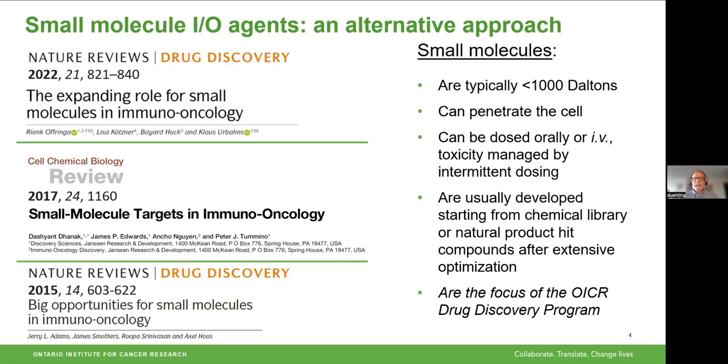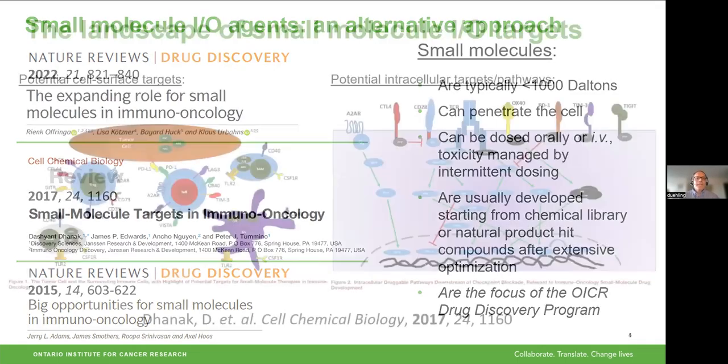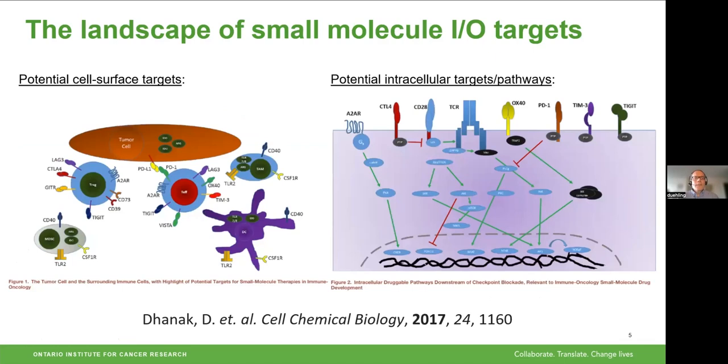And these drugs are usually evolved from chemical library starting points or natural product starting points after extensive optimization. And this is really the focus of the Drug Discovery or Therapeutic Innovation Program here at OICR. And there are really two fundamental classes of targets that small molecules can modulate. One is cell surface targets, and many of these are actually also covered by monoclonal antibodies.